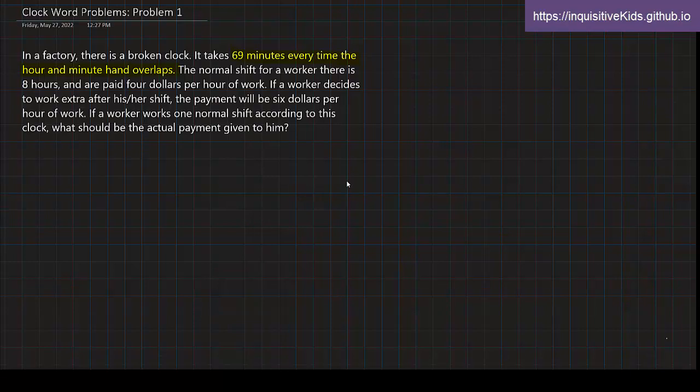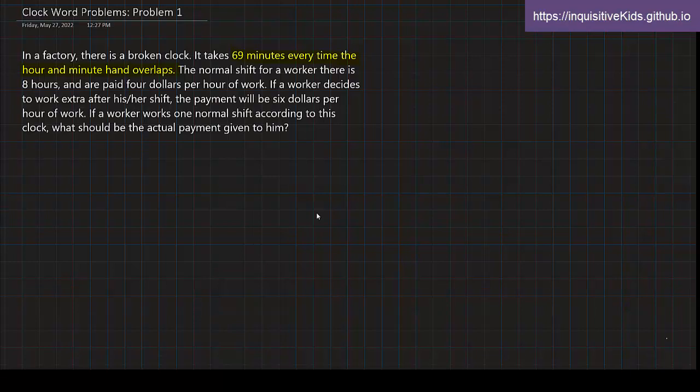Because this worker, if he or she works according to this broken clock, is actually going to work extra. They're going to work more than the amount they're supposed to work, which is 8 hours. So we're going to take that extra time after we find it out, and see how many whole hours they are, because we're going to pay the $6 as well.